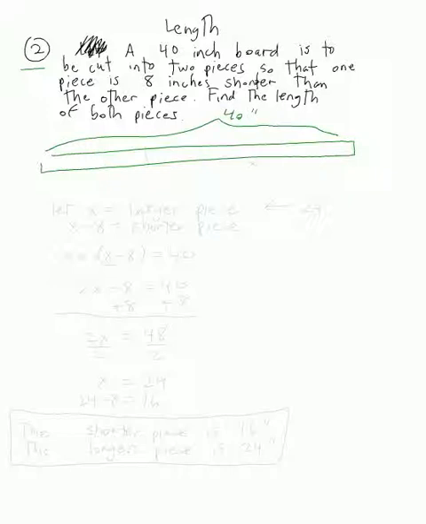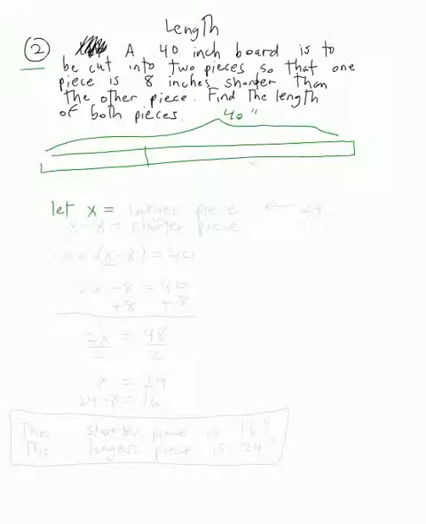Always useful to draw a picture when you have a length problem. We're cutting it into 2 pieces. One of them is 8 inches shorter than the other piece. Okay, so we're going to let x equal one of these pieces, right? We have 2 pieces. It says one piece is 8 inches shorter than the other piece. So we're going to let x equal that other piece.